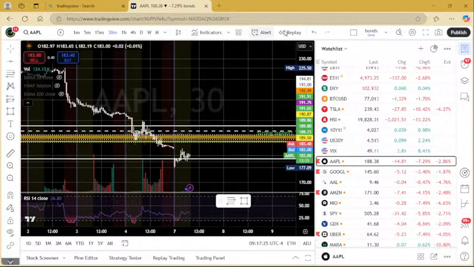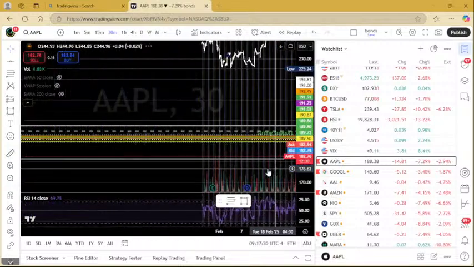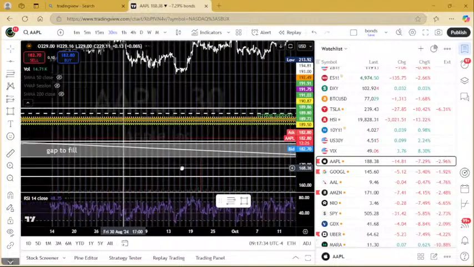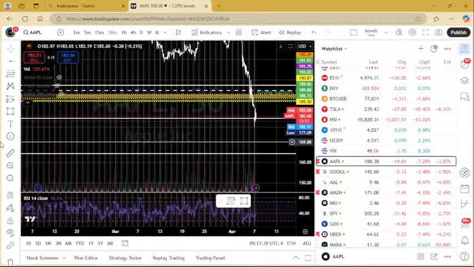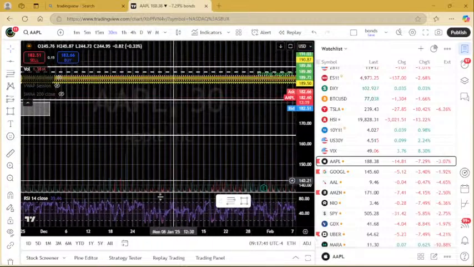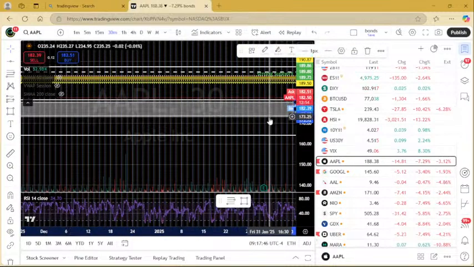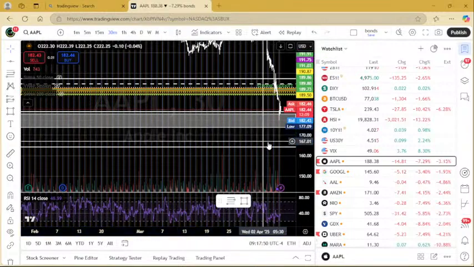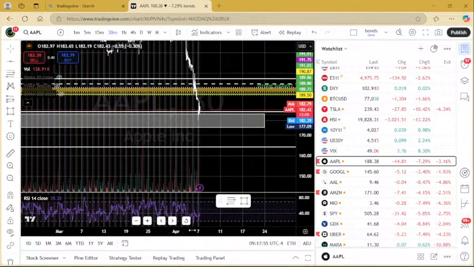It's crazy how all these prices came crashing back down to levels I already had, and it was gaps to fill. Gap to fill, did we hit it? Did we fill it? No. These are all gaps to fill, and price is making its way to them. This is a 30-minute.